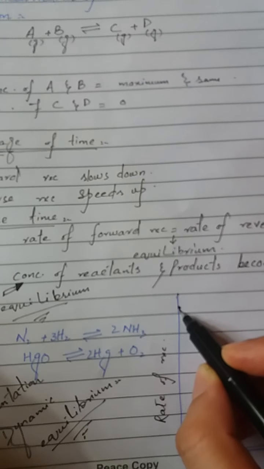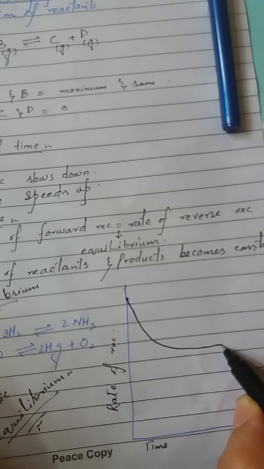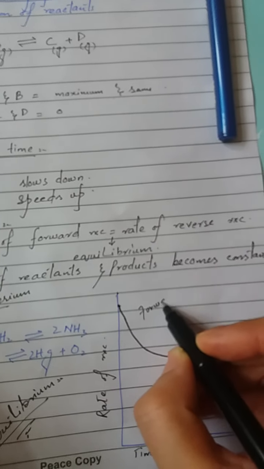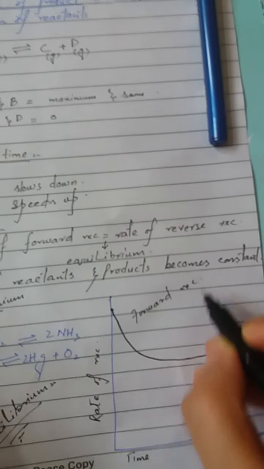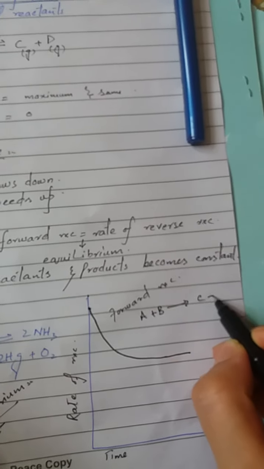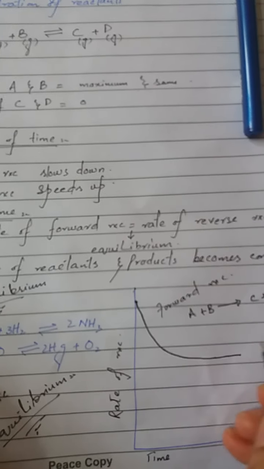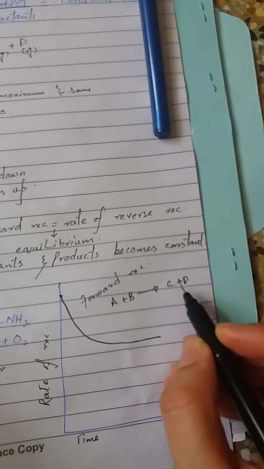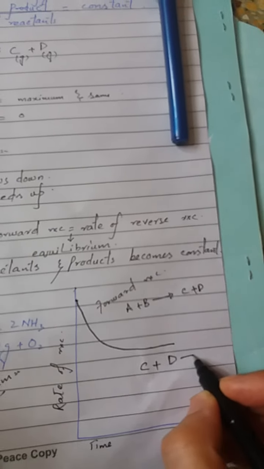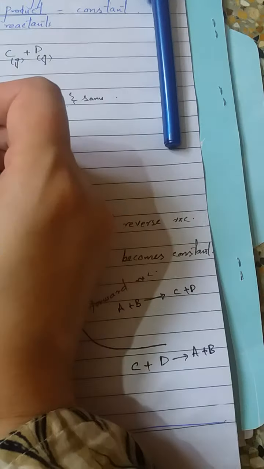becomes very high, so after some time they react with each other and form products C and D. So the forward reaction proceeds here, in which A reacts with B and forms products C and D. And when C and D products are formed, they react again with each other and form A plus B, which are the reactants in this case.